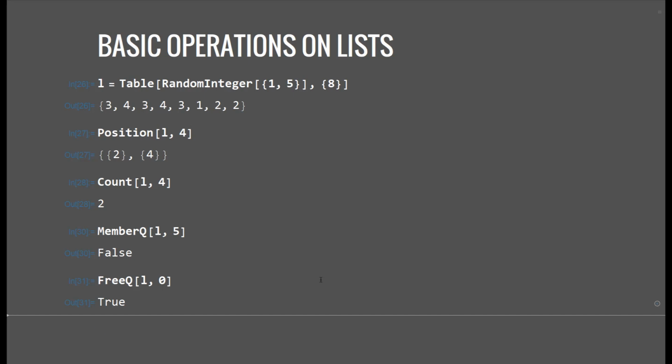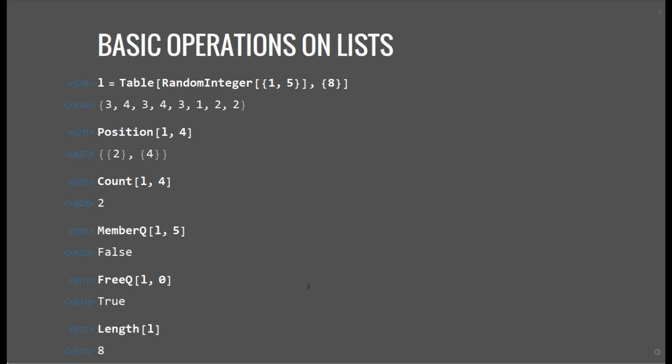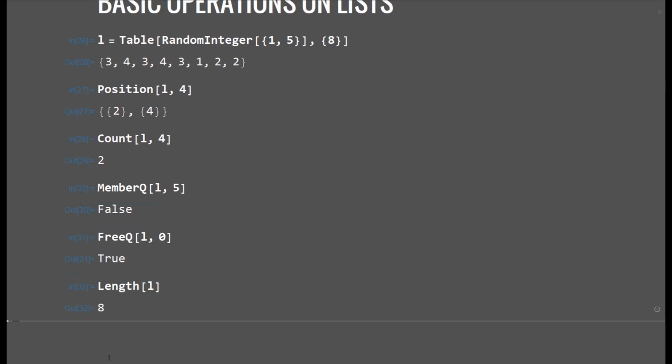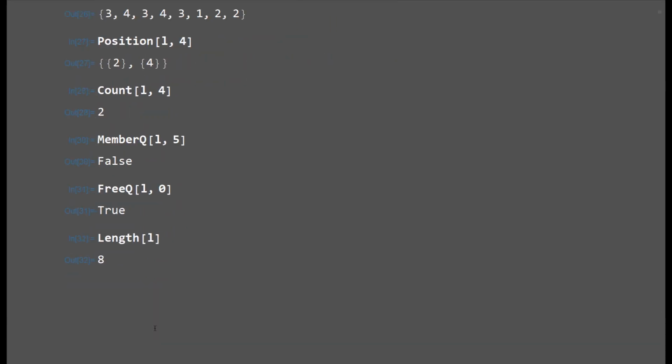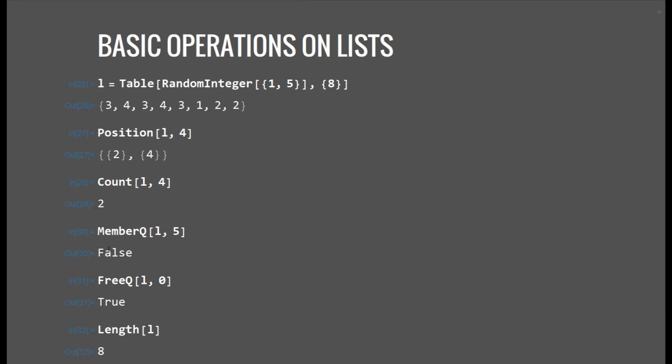For a list, you can also check the length, which is right here, the length of the list. It's going to give you the number of elements that the list has. And in this case, of course, it has 8 elements. Now, let's look at a little bit more ways to operate with lists.